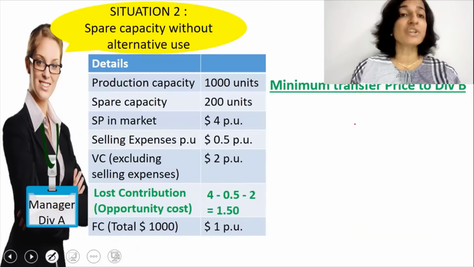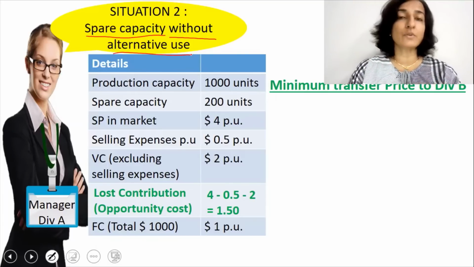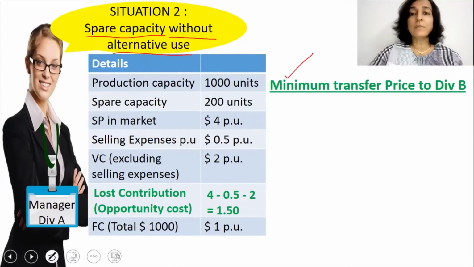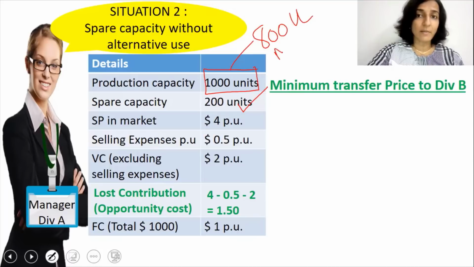Now moving to situation 2. Situation 2 is you have spare capacity, but this spare capacity does not have any alternative use. So in this case, what is the minimum transfer price? Please note that out of the production capacity of 1000 units, we have a spare capacity of 200 units, which means that we will be able to sell only 800 units in the external market. So the minimum transfer price has to be calculated for 800 units in one way and 200 units, which is the spare capacity, in a different way. So first we will calculate for the 800 units, that is where there is external demand.